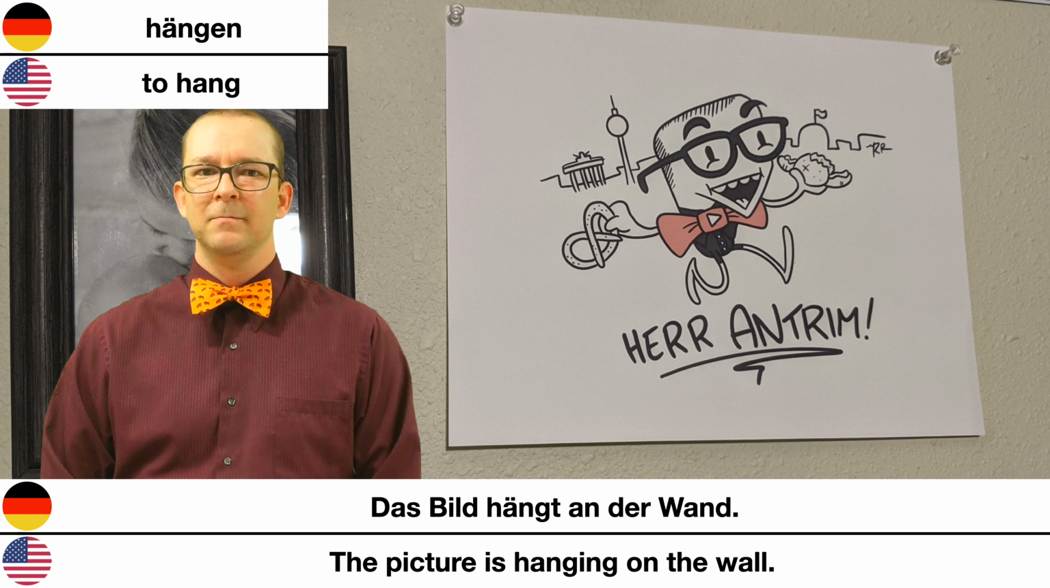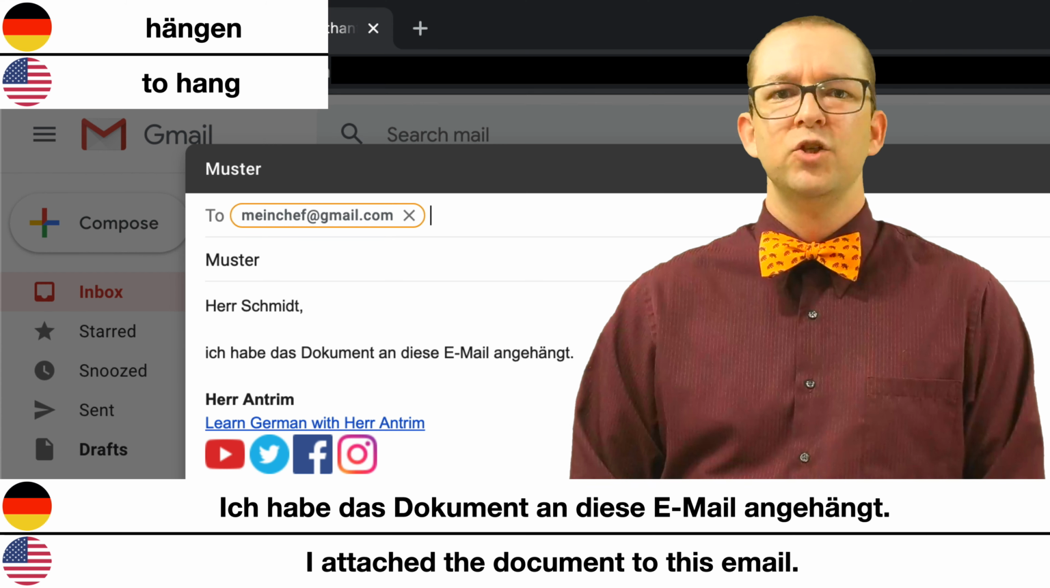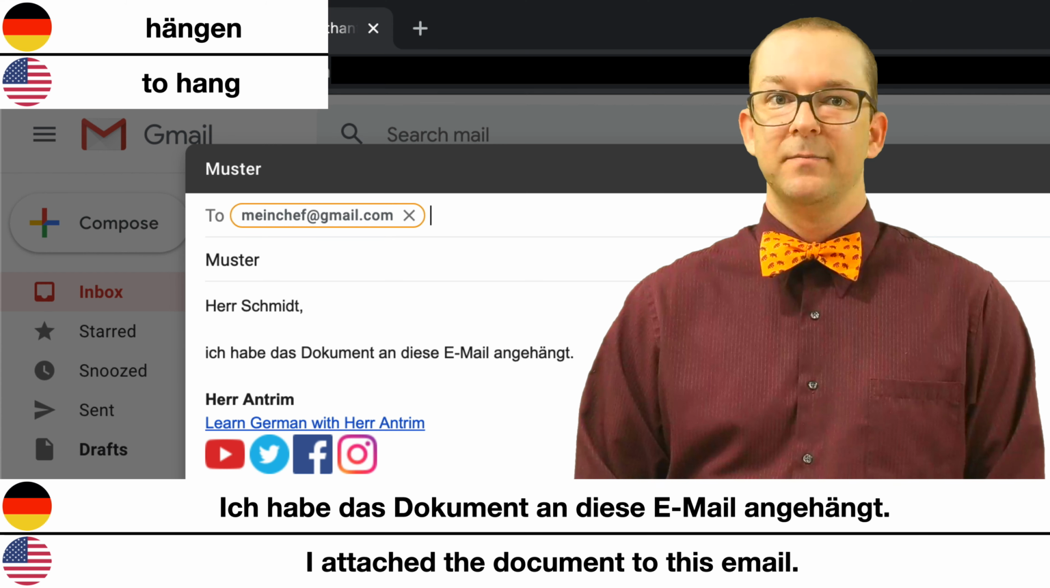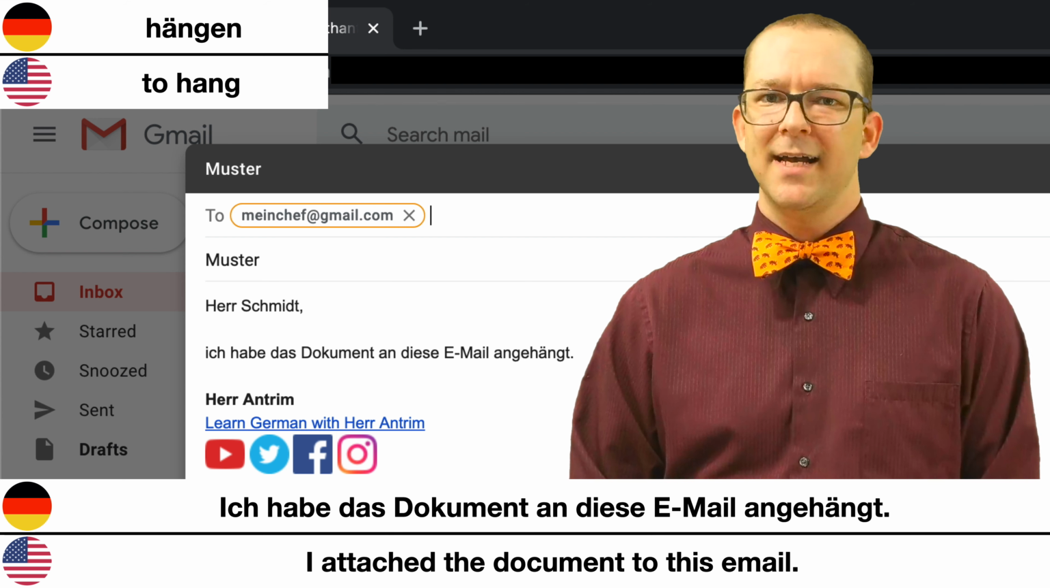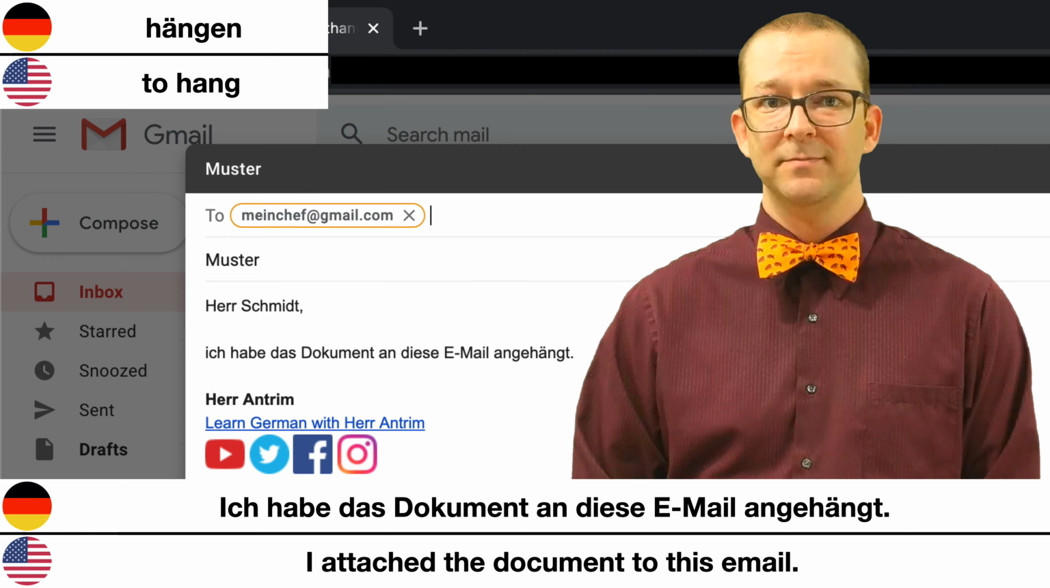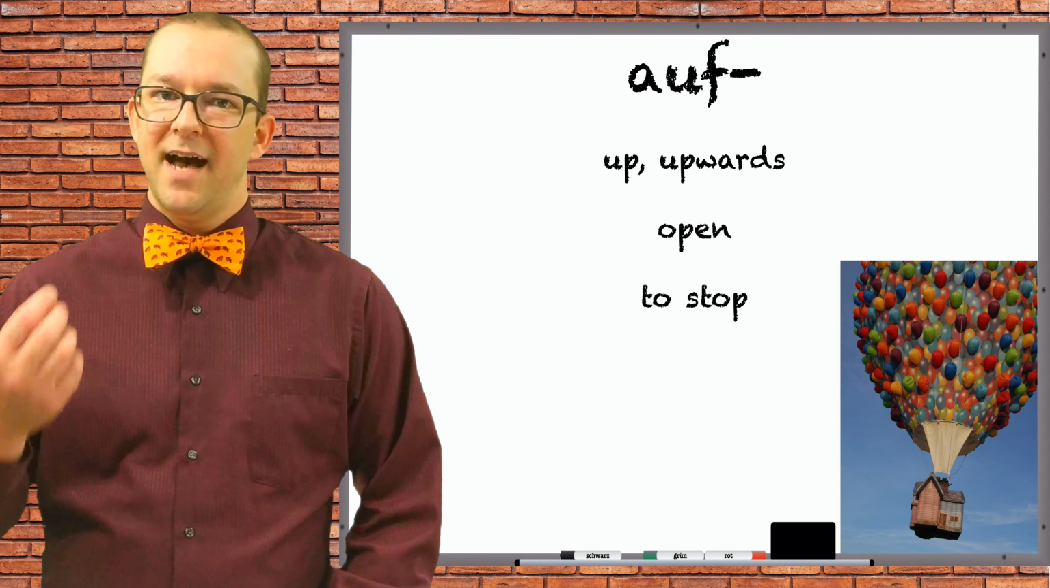Hängen, to hang. Das Bild hängt an der Wand. The picture is hanging on the wall. Anhängen, to attach, hitch or stick. Ich habe das Dokument an diese E-Mail angehängt. I attached the document to this email. The next prefix on my list is auf.